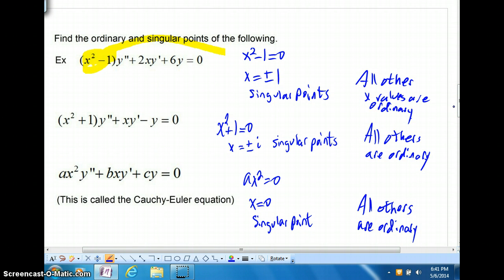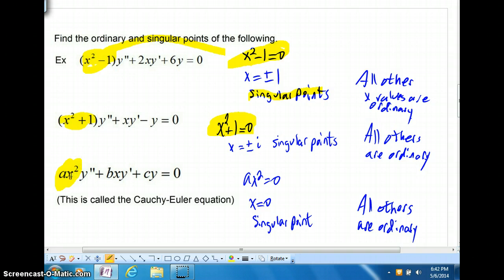Find ordinary and singular points. Take a look at our first example, lead coefficient x squared minus 1. X squared minus 1 is equal to 0. What we're really getting at is solving, you'd get x equals plus or minus 1. These are our singular points. All other values of x are ordinary. Look right here, x squared plus 1. You might say, oh, these are imaginary solutions. You solve, you get x is equal to plus or minus i. True. We would still say that these are singular points. All other values of x are ordinary. Look at the Cauchy-Euler equation. We saw that before.